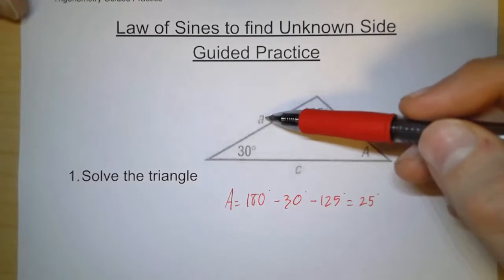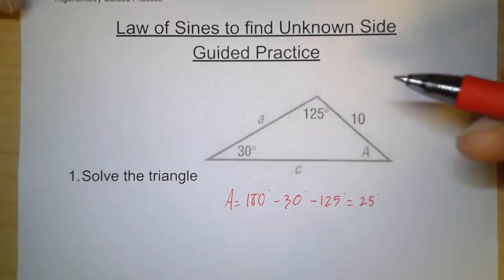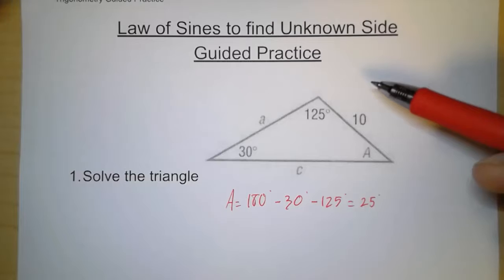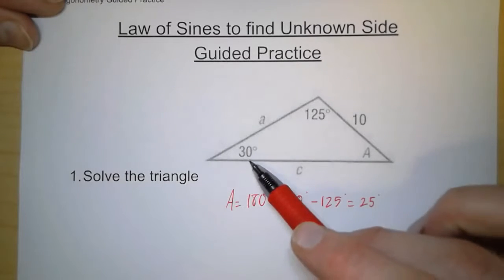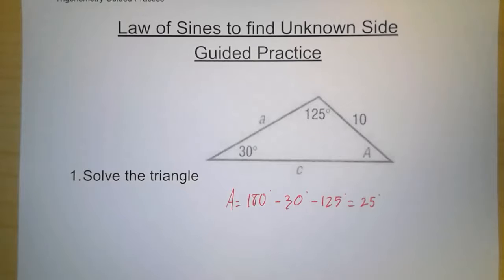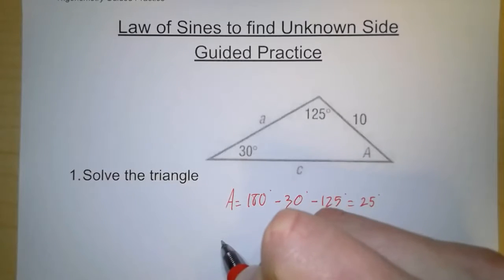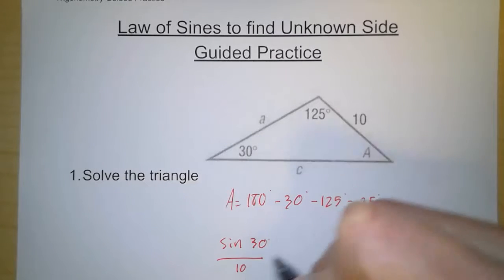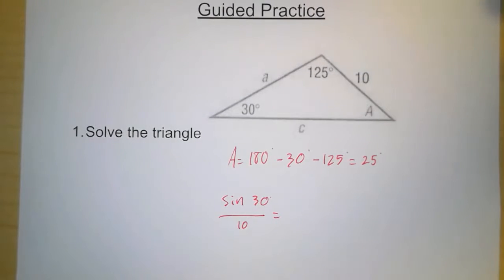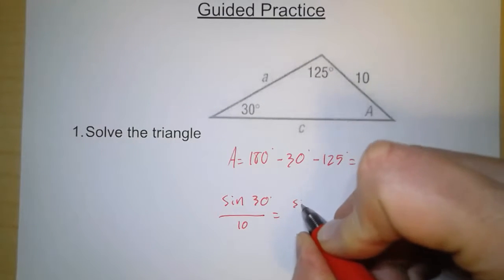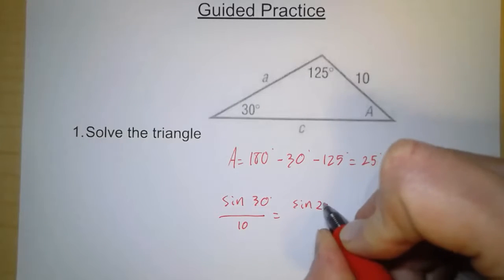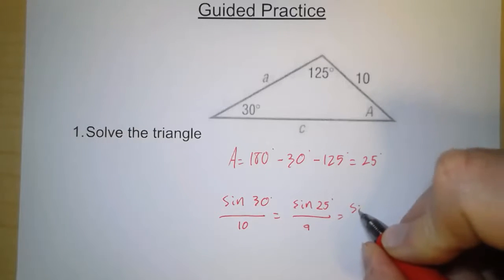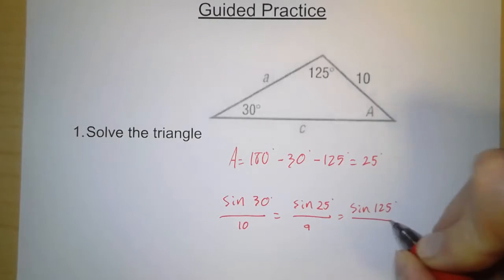Now, to find lengths of side A and side C, we have to use law of sines. We can use law of sines because that applies to any triangle, but additionally, we have an angle and a corresponding side. So therefore, law of sines applies. The way we would write this is sine of angle 30 divided by that corresponding side, which is 10. That's going to be equal to sine of angle A, which we found to be 25 degrees, over side A. And then that's going to be equal to sine of 125 degrees over side C.